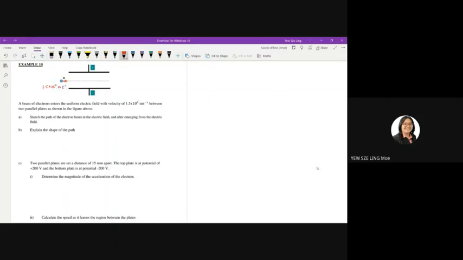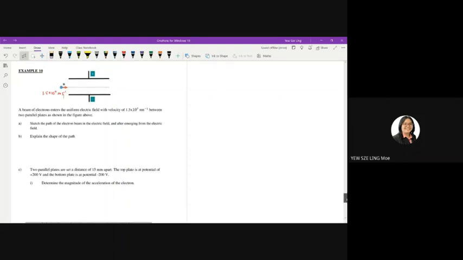Oh yeah, one more thing. One of the information is missing. In the diagram, it should tell you the length of the plate. The length of the plate should be 6 cm. So the length of the plate is given as 6 cm. Initial velocity 1.5 times 10 to the power of 7 meter per second between two parallel plates as shown in the figure above. The reason why it can enter horizontally is that it's entering with an initial velocity.